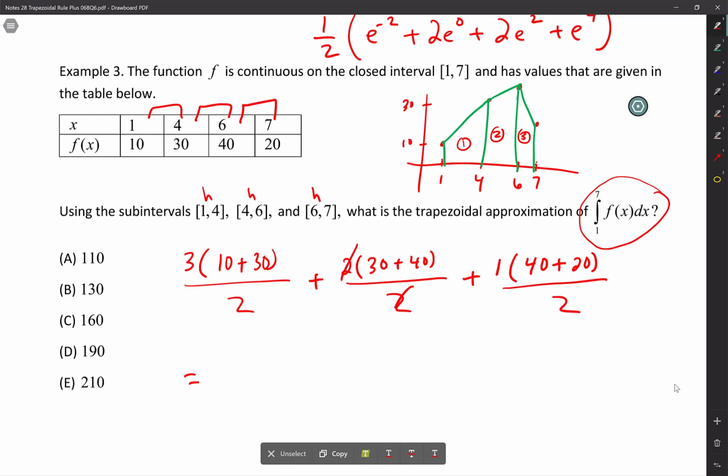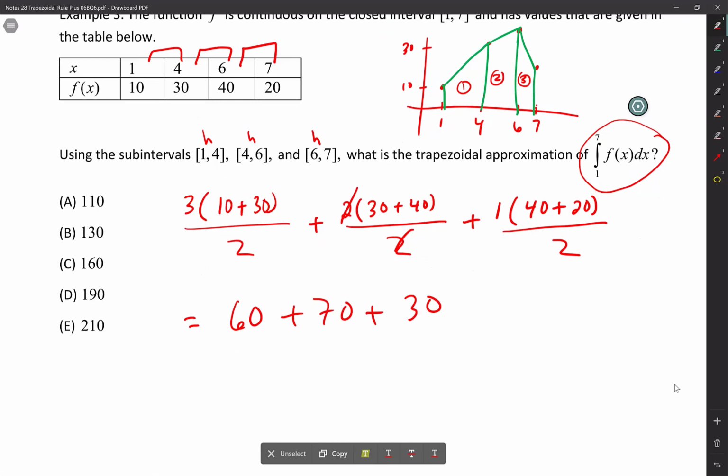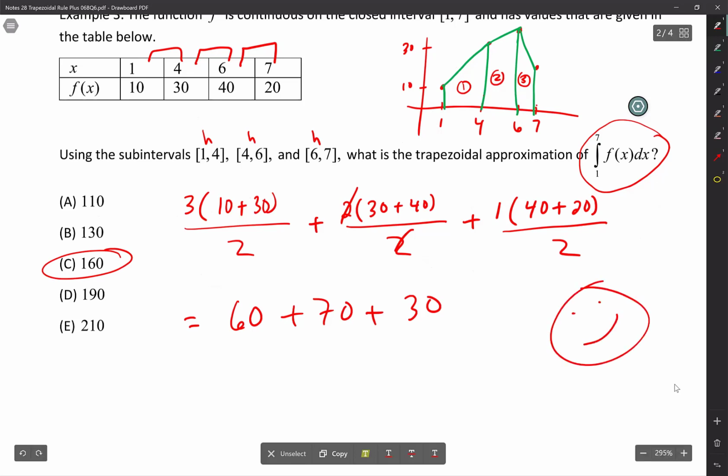I would just use my calculator. 30 plus 10 is 40. 40 divided by 2 is 20. So 20 times 3 is 60. Plus 40 plus 20 is 60, divided by 2 is 30. And let's add them all up. 60 and 30, 60, 70, 80, 90, plus 70, 160. I hope I added those correctly. And I'm going to give myself a happy face. Are we okay so far, guys? Okay.